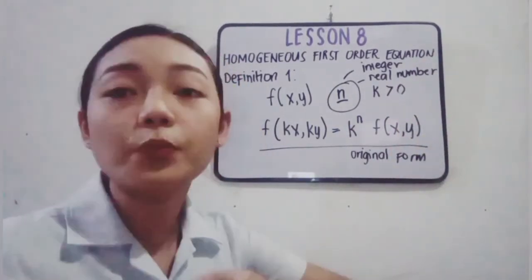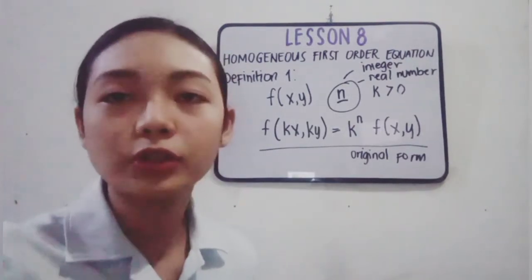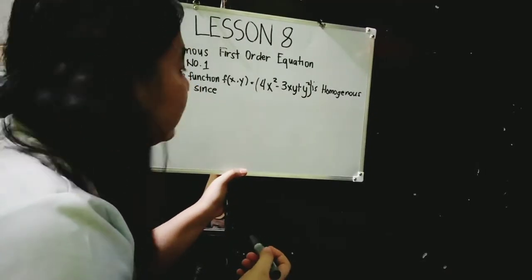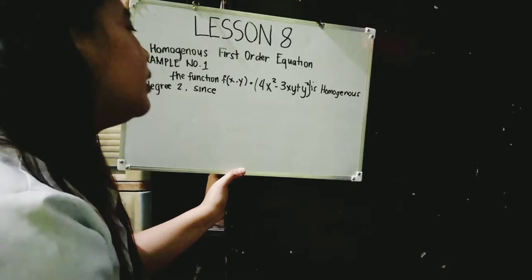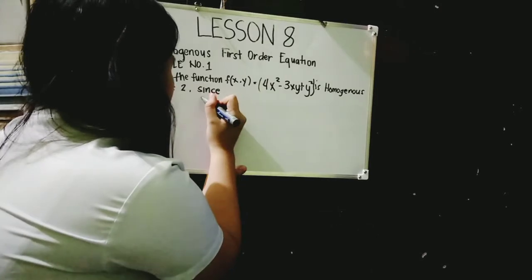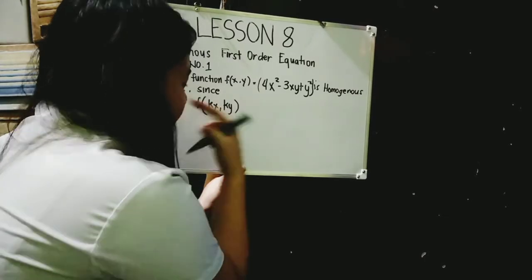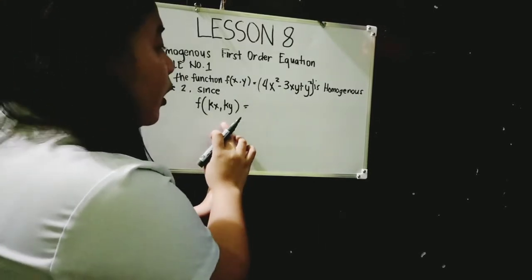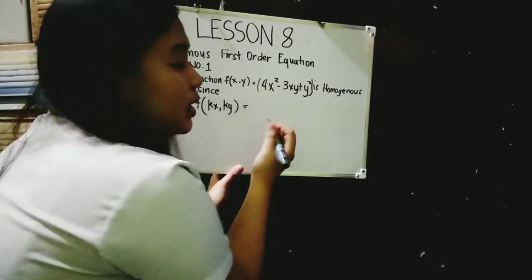Okay, so let us now proceed to more examples para mas maintindihan at magkaroon tayo ng knowledge about homogeneous first order. Sample number 1. Function f, quantity x and y, is equal to 4x squared minus 3xy plus y squared. Titignan natin kung itong equation na to is homogeneous. Based dun sa kanina, f, quantity kx, ky. So, isa-substitute natin dito sa equation na to, magiging yung x is kx at yung y magiging ky. So, isa-substitute lang natin sila.